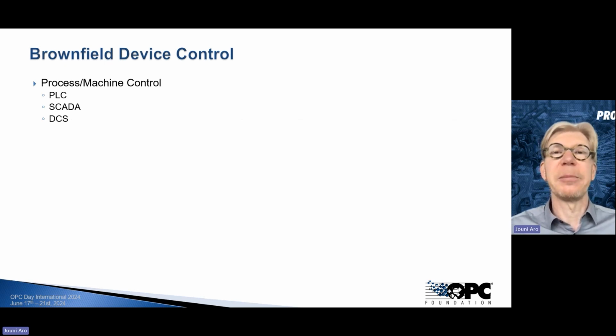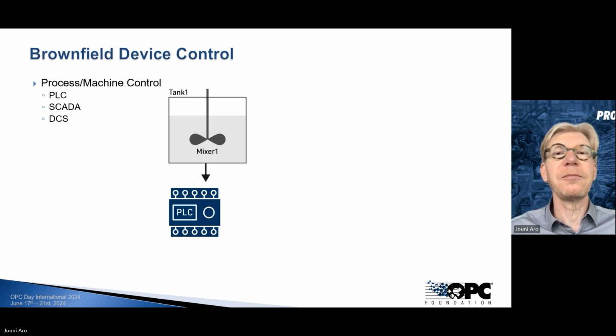So let's take a closer look at the Brownfield device control. How does it really happen today or traditionally? We can talk about process or machine control, and it typically happens just in a PLC. It can happen in a SCADA application. Some machines have SCADA systems built into them, or it can happen in a larger DCS system. In this simplified example, I'm just assuming that we have a PLC that is controlling a mixer.